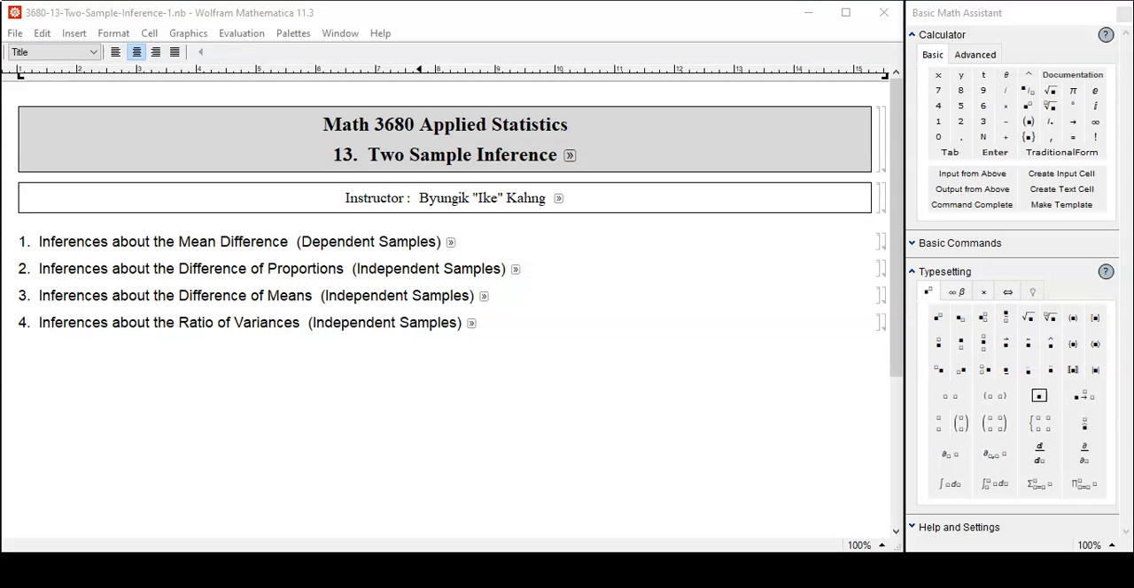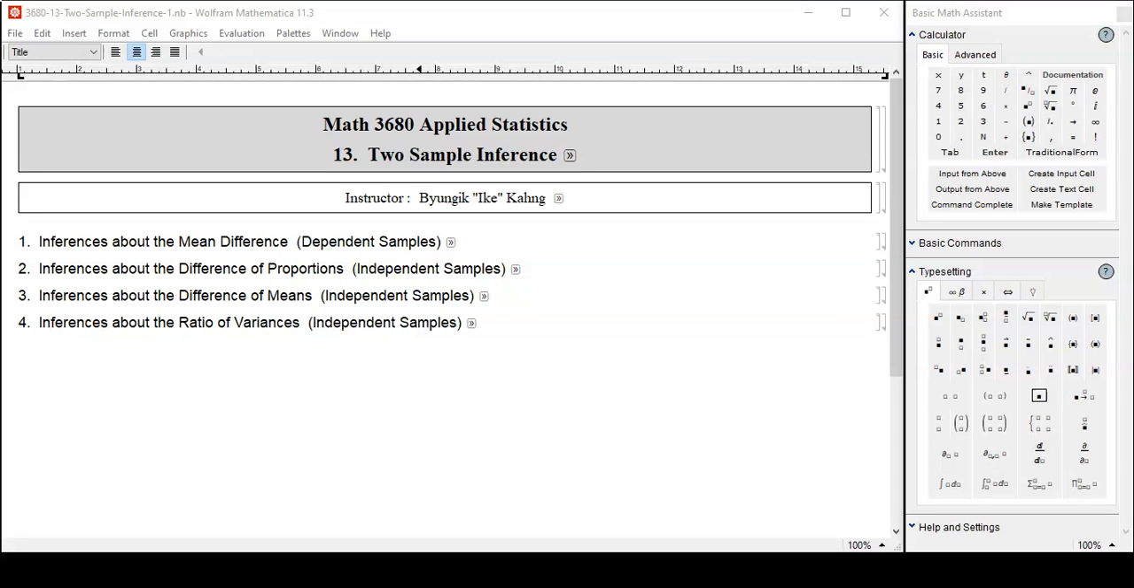Hello Math 3680 students. Let's begin Lesson 13, Two-Sample Inference. This topic corresponds to Chapter 9 of the textbook, and I'm not so sure whether I can complete Chapter 9 in a single week. Let me try, and if I can't, then there'll be some remainder that'll be carried over to either week 14 or maybe week 15, depending upon how things go.